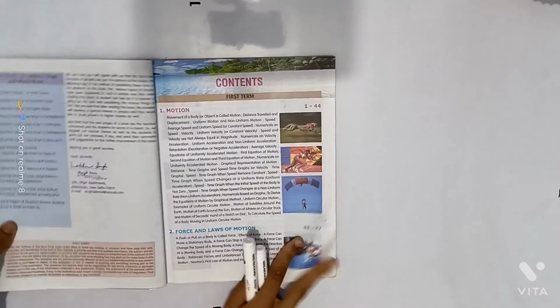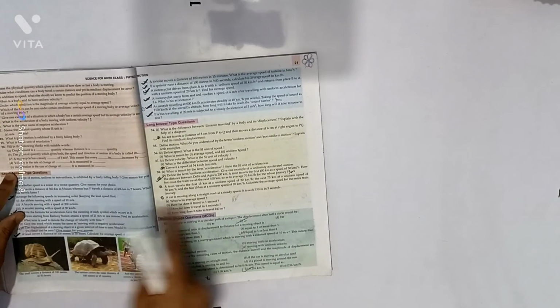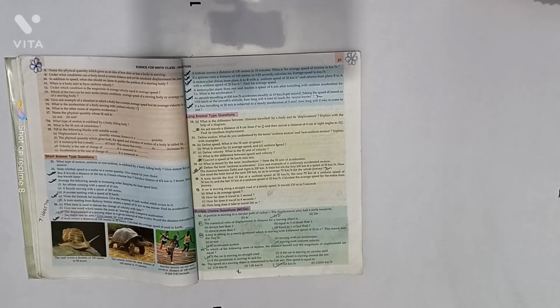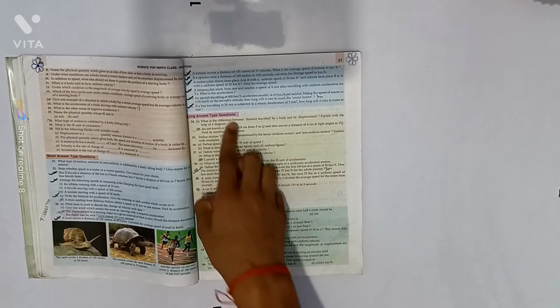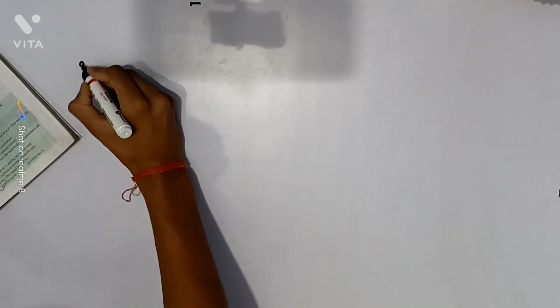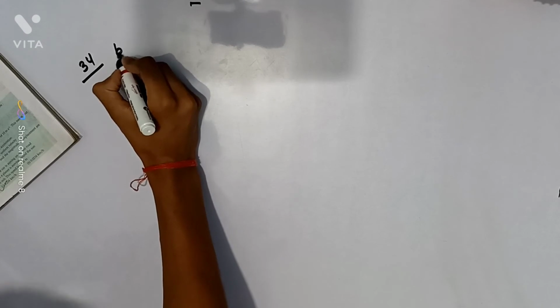So in first chapter module 1, the short type answers I have discussed in the first lecture only, so you can go and see there on my channel. Today we will discuss long answer type questions. So what is the first question of our long answer type? The first question of long answer type is 34th B part.